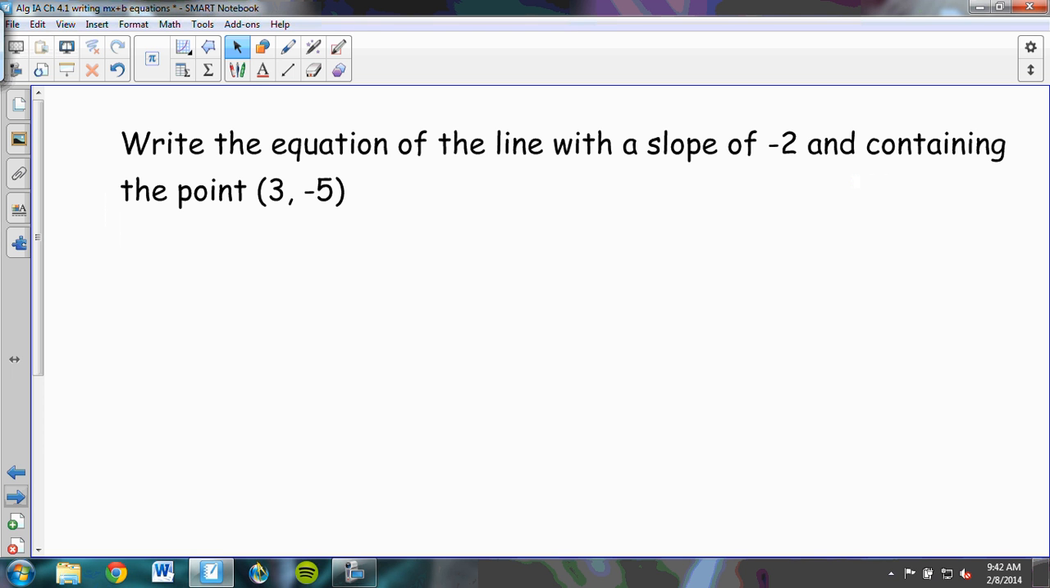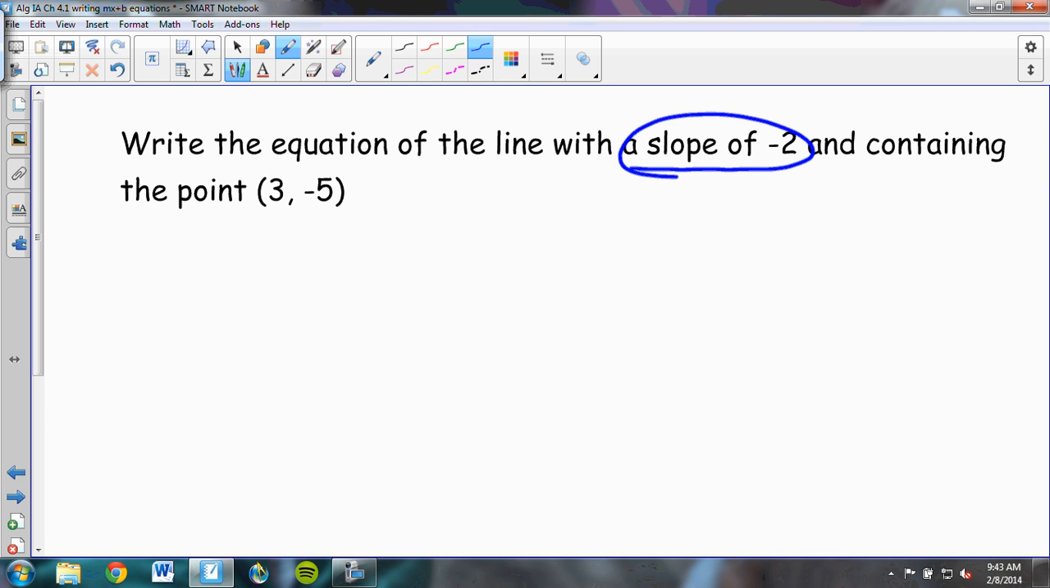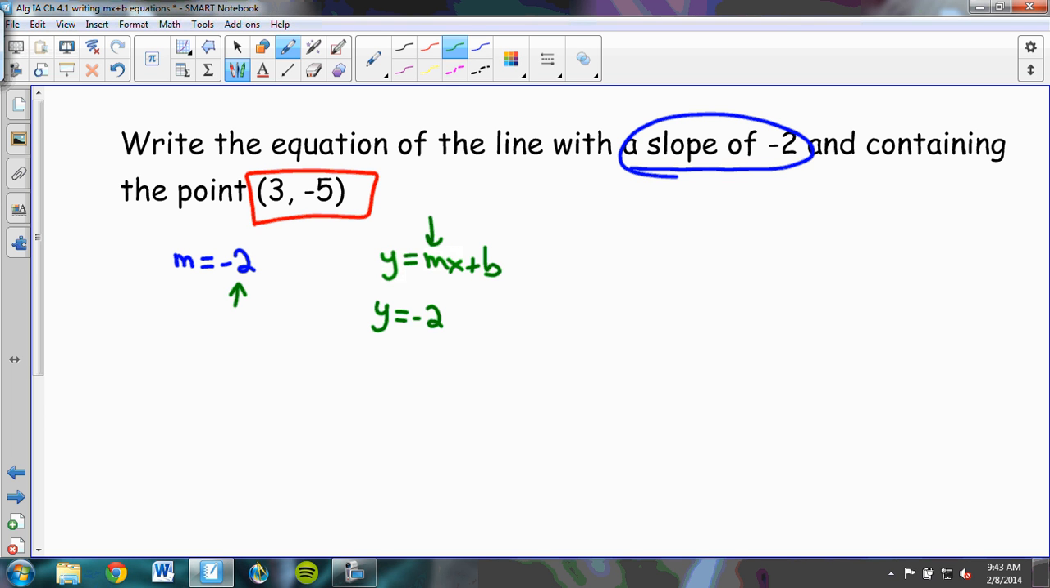We're given a slope and a point. So we were told the slope is negative 2. That's my m value. And we're told that a point is (3, negative 5). So if I have y equals mx plus b, well, I now have a slope of negative 2, so that negative 2 plugs in for that m. y equals negative 2x plus b. And now I'm trying to find this b value.